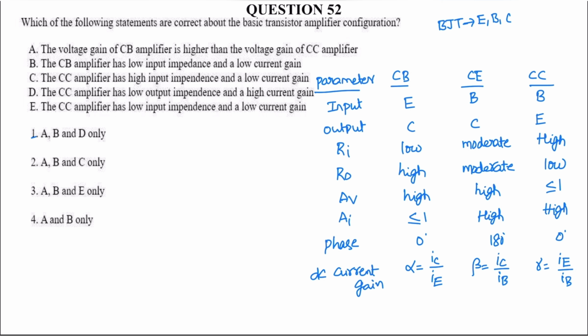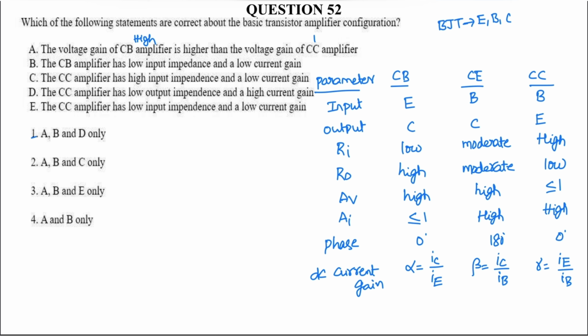So in the question, the voltage gain of common base amplifier is higher than the voltage gain of common collector amplifier. The voltage gain of common base is very high and the voltage gain of common collector is less than or equal to 1. So option 1 is correct. The voltage gain of common collector is 1 and the voltage gain of common base amplifier is high. So statement A is correct.